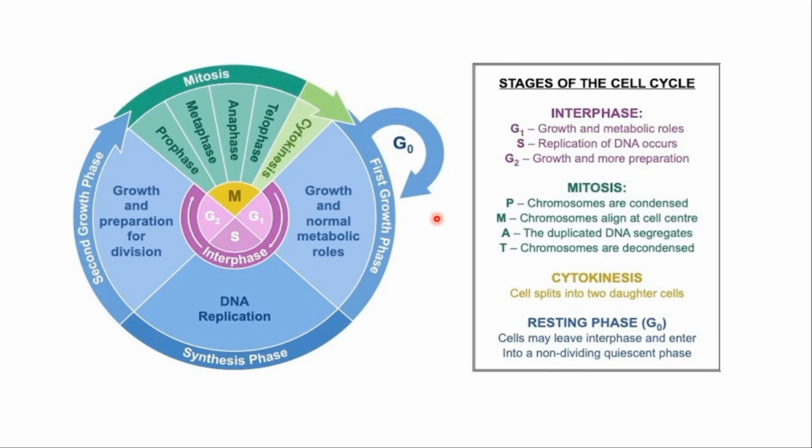This diagram summarizes the cell cycle. So in blue is the interphase, and then in green is the M phase or the mitosis phase, and then of course the cytokinesis. And this table describes what happens in each of the phases of the cell cycle.